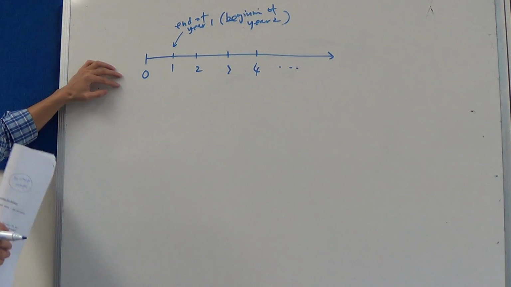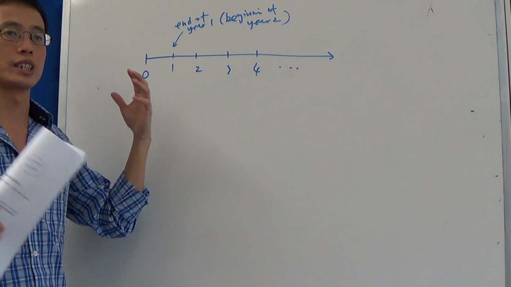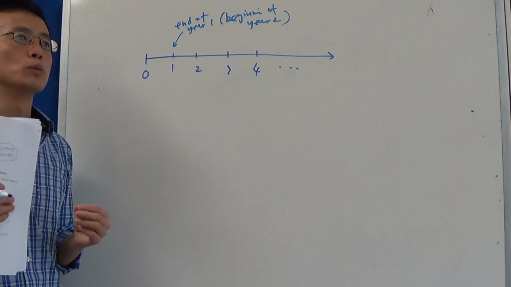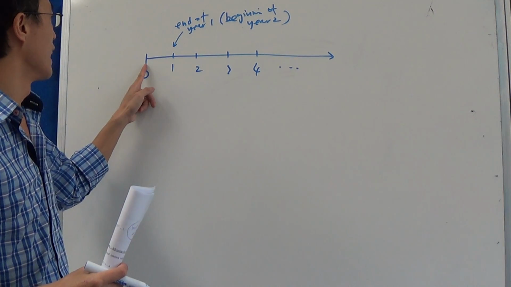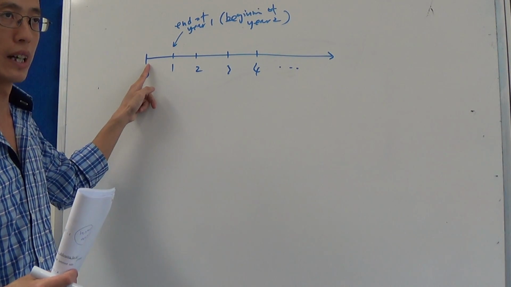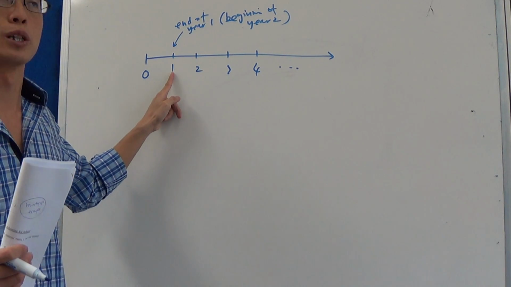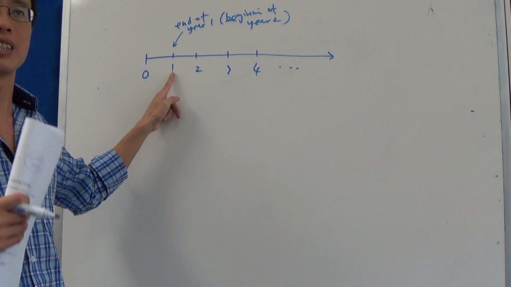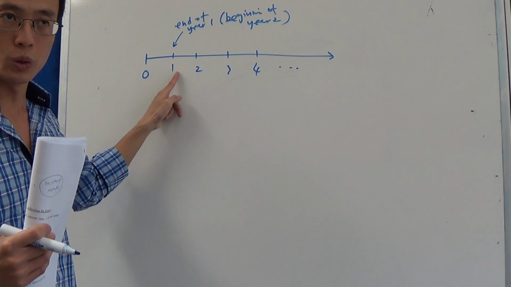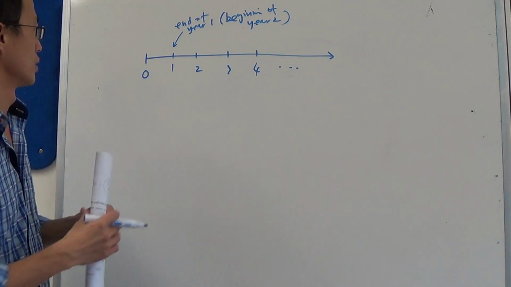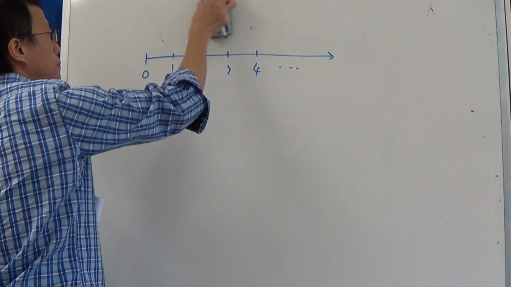Why is this the case? Well, let's start from this point, time 0, which is currently. If you move one step forward, you get into the beginning of year 1. You keep moving and arrive here, then it is the end of year 1. Then you move another step forward and get into the beginning of year 2, and so forth. So make sure you get it right here. Alright.